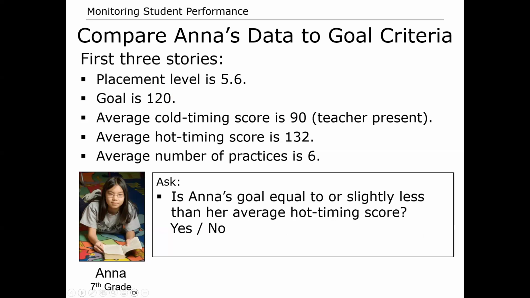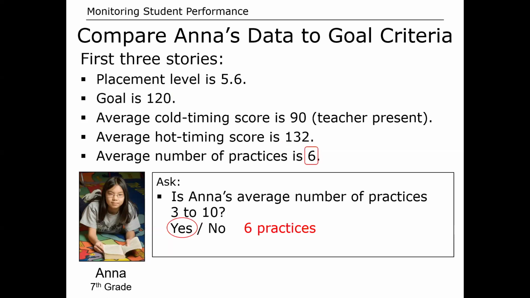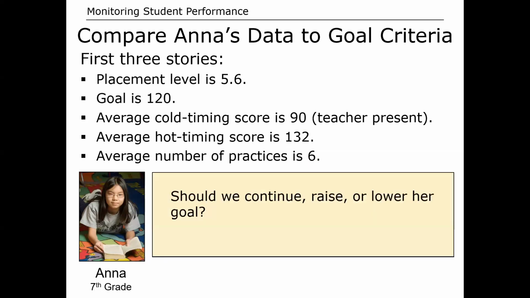So I take a look at her average hot timing in comparison to her goal. Her average hot timing is 132. Her goal is still 120. That's a difference of 12. That's a double-digit difference. So again, I'm thinking her story goal might be too low. She is practicing between 3 and 10 times. She's practicing 6 times, which is a great number. So do you think we should continue Anna with a goal of 120? Should we raise Anna to a higher goal, or should we lower her to a lower goal?